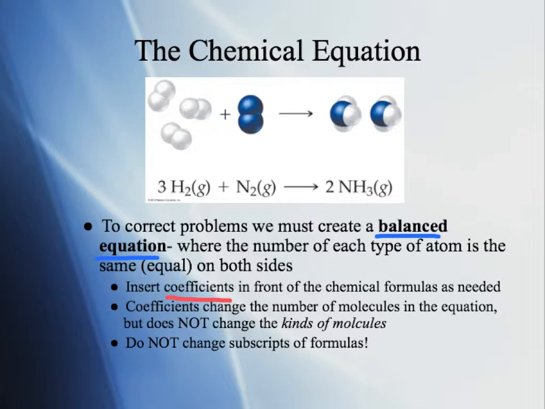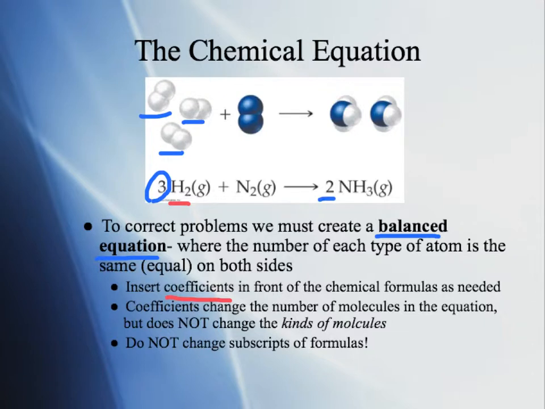Coefficients change the number of molecules in the equation, but they don't change the kinds of molecules. That is super important to realize. So up here in the picture, we're working with H2 molecules. The 3 out front just means that there's 1, 2, 3 H2 molecules. It doesn't change the fact that they're H2 molecules. It just says there's 3 of them there. The same thing out here with the 2 in front of ammonia.